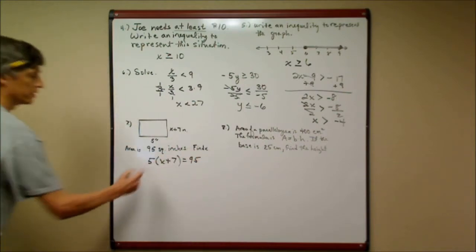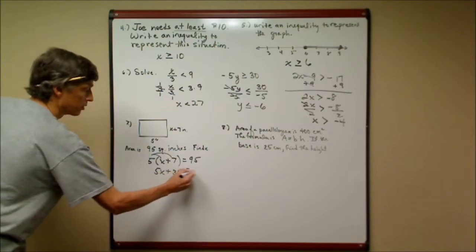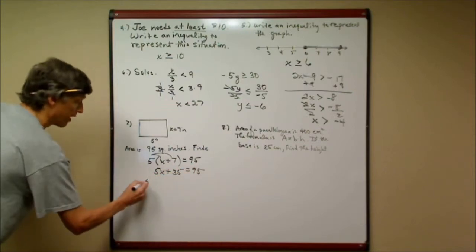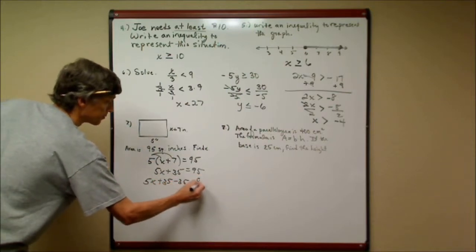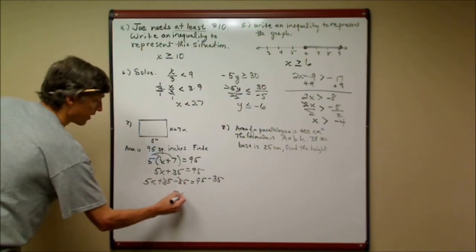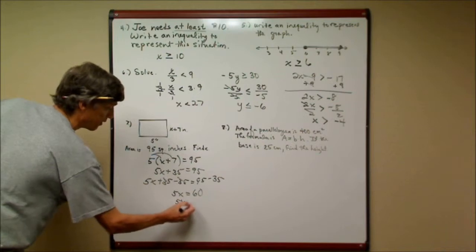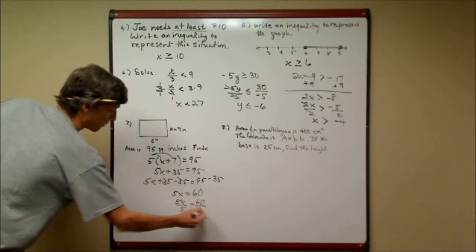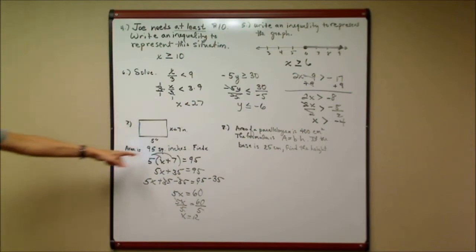So now I solve this. I'm going to distribute. I have 5x plus 35 is equal to 95. I'm going to subtract 35 from both sides, and those cancel out nicely. I get 5x is equal to 60. Then I'm going to divide both sides by 5. We should be getting pretty good at this by now. And I have x is equal to 12. And that's my answer because I was looking for x.